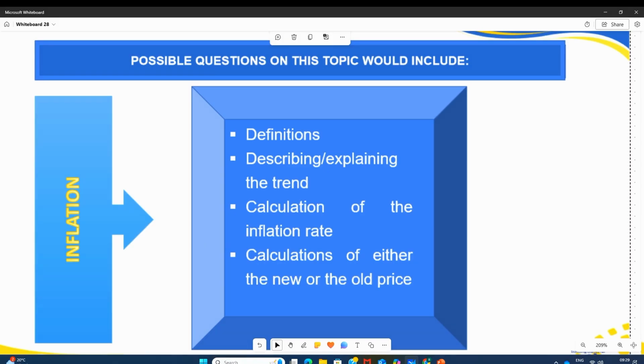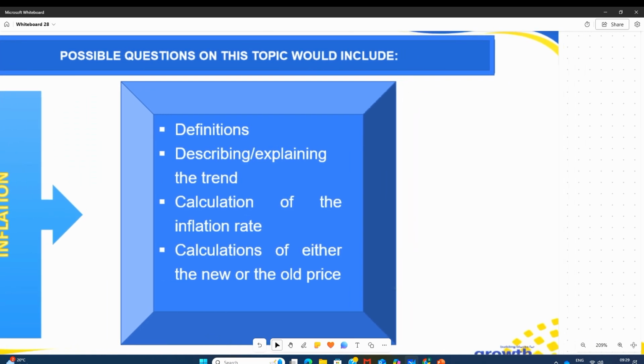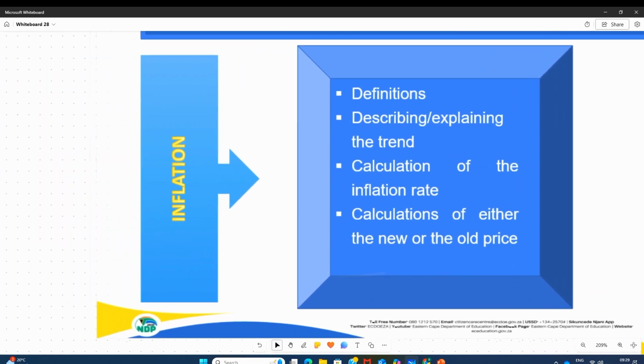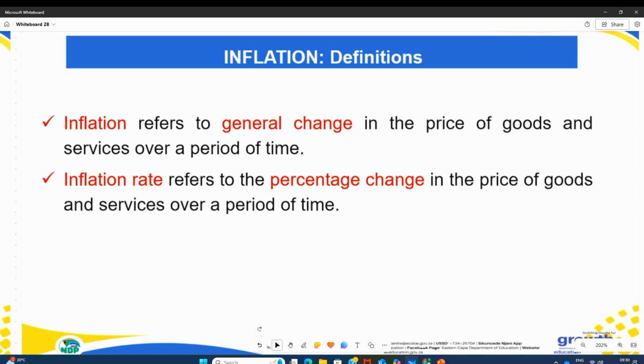The possible questions on this topic of inflation will include the following, as we see on our screen. And these are the issues that were raised in the diagnostic report. We will be dealing with definitions, describing or explaining the trend, calculations of the inflation rate, and we'll also be looking at the calculation of either the new price or the old price. Now let us go straight to the definitions.